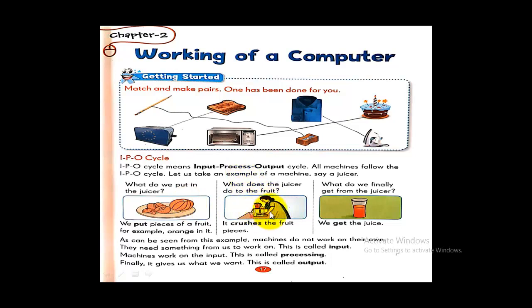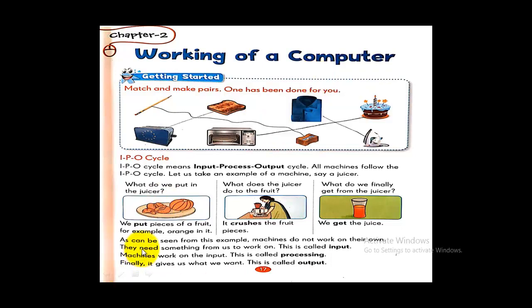In the juicer the process takes place. It crushes the fruit pieces. That is the processing. Then what do we finally get from the juicer? We get the juice, orange juice.